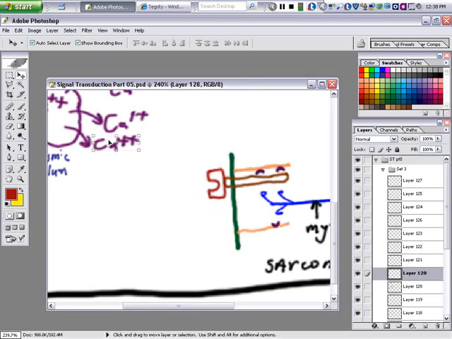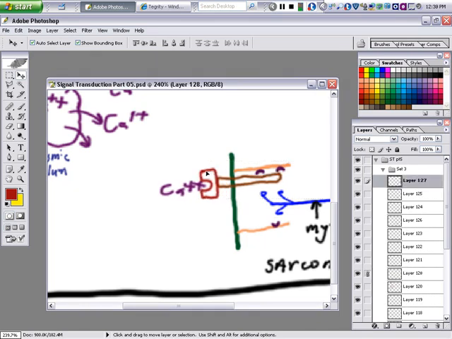This calcium from the calcium spark comes over and binds to this protein. And when it binds to that protein, then this second protein, it binds to the second protein, it pulls this protein away.